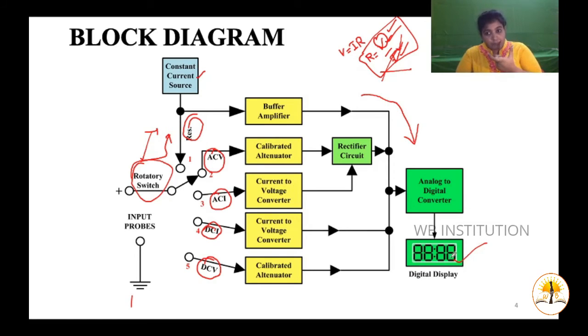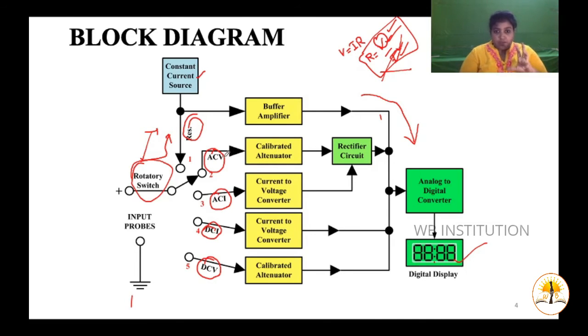So in order to obtain a digital format, we are sending the analog signal to an analog-to-digital converter, so that the analog signal gets converted into digital, and finally we get the output on the display screen, that is your LCD screen. Fine. This is the overall operation for measuring resistance. Clear? Now the second one, that is your AC voltage.